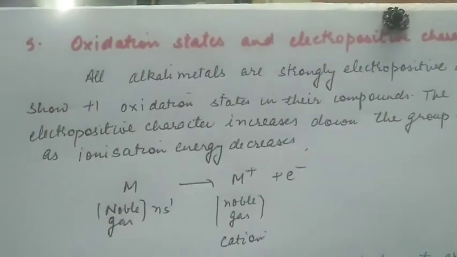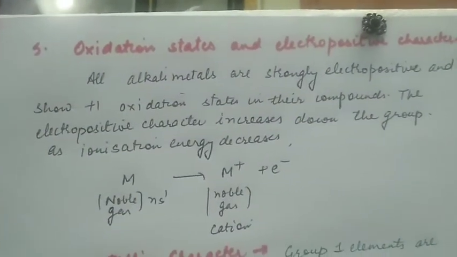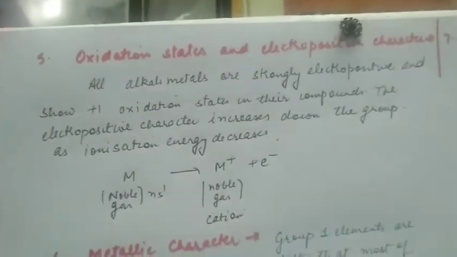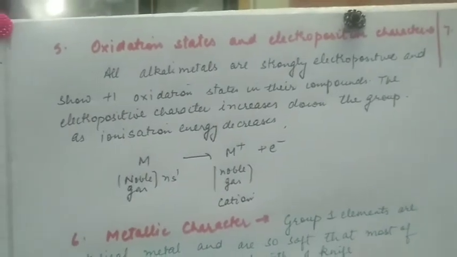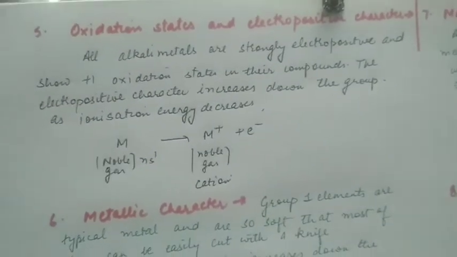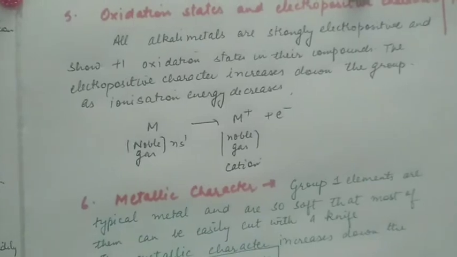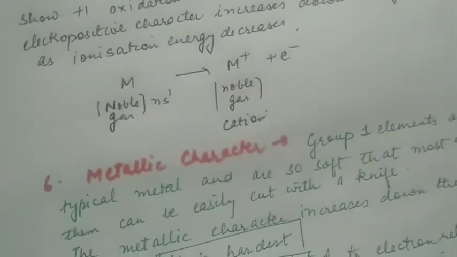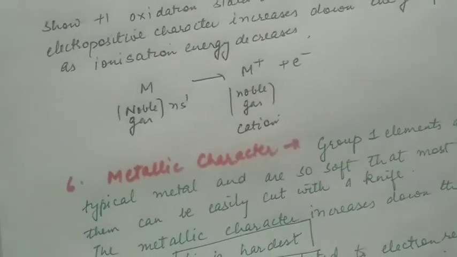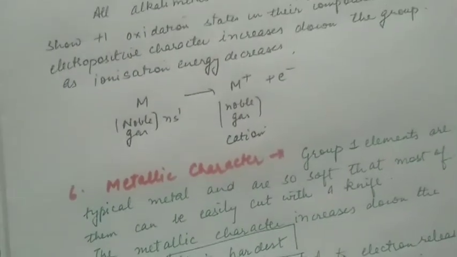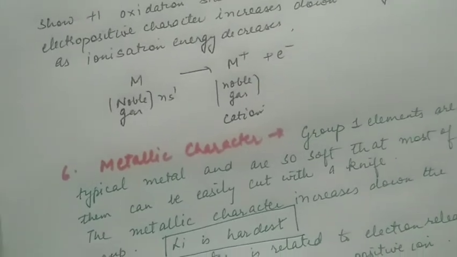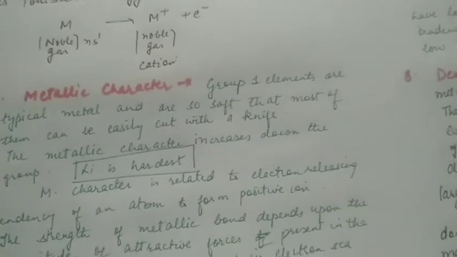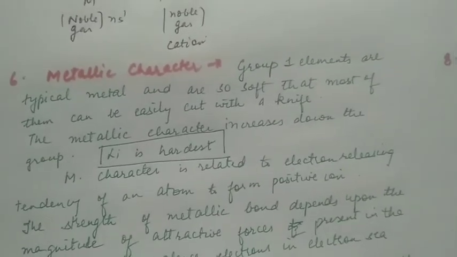Oxidation states and electropositive character. All alkali metals are strongly electropositive and show +1 oxidation state in their compounds. The electropositive character increases down the group as ionization energy decreases. A metal will tend to lose an electron to form a positively charged ion. This behavior is called electropositive character. As we go down the group, the size increases, so the tendency to lose the electron increases even more. Ionization energy also decreases.